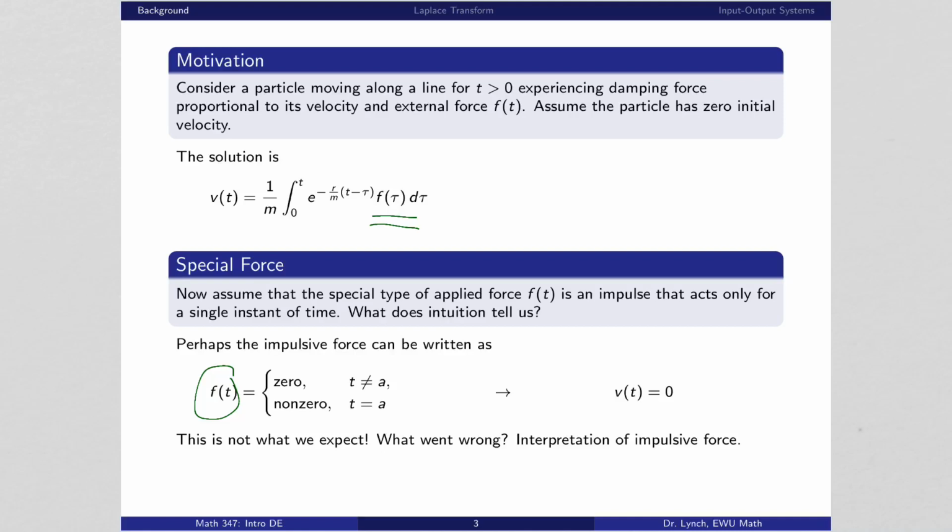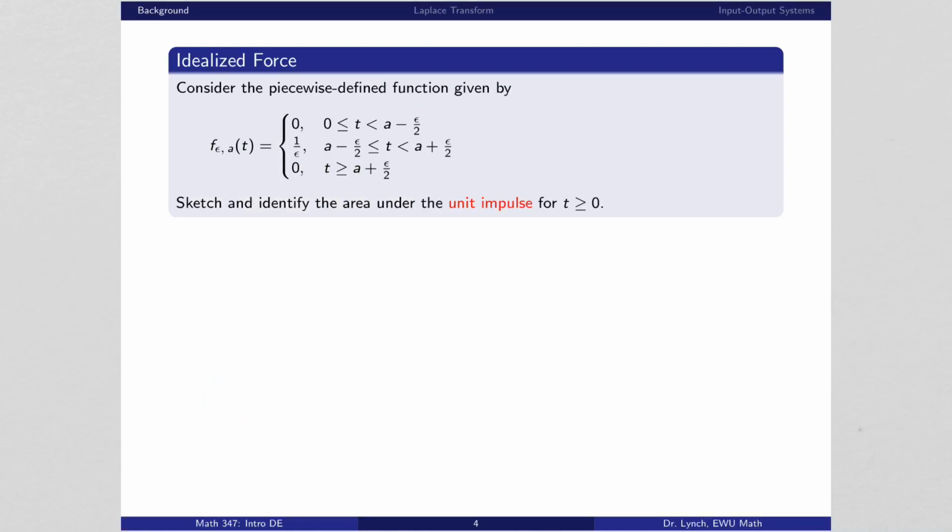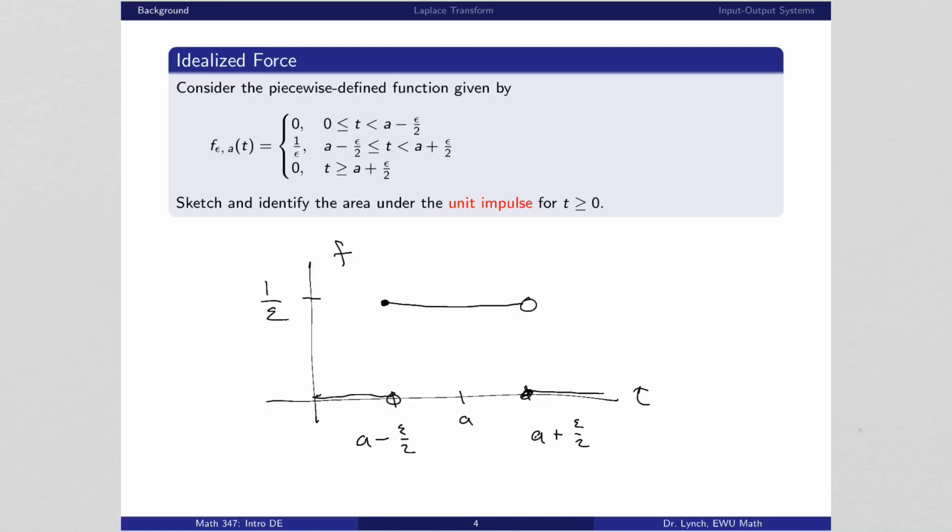Something went wrong, and it turns out what went wrong is our interpretation of this impulsive force. To have a better look at that, we'll think instead about an idealized force. I'll define a function f sub epsilon comma a of t to be the impulsive force centered at a with width epsilon. Here we see a graph of that force. The width on which the force has non-zero amplitude is epsilon, and its height is 1 over epsilon. So we can identify the area under the curve, which is just the area of the corresponding rectangle, and that area is 1. This is a pretty cool thing.